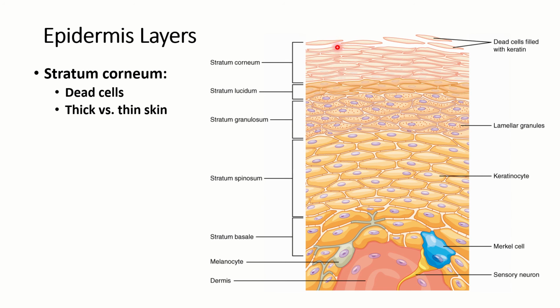Where do you see that? In an area where there's a lot of friction, like the palm of the hand and sole of the feet. And then you have the thinner skin, which is in the other parts of the body. So most of the body has thinner skin, and here you do not see stratum lucidum, and the stratum corneum is just a few layers of dead cells. So it's not as thick as the thicker skin.